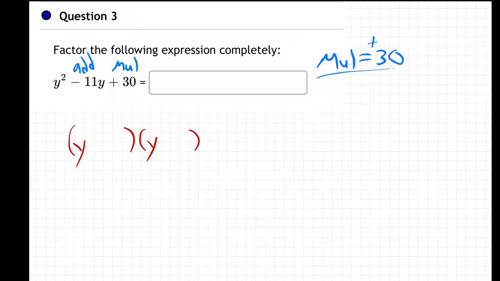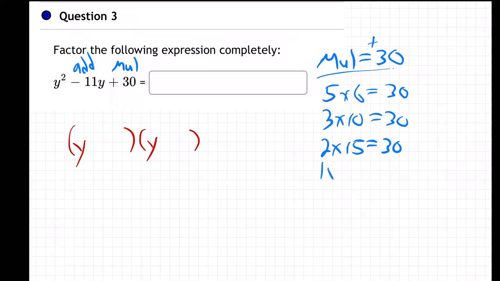Well, a lot of numbers do that. 5 times 6 is 30. 3 times 10 is 30. 2 times 15, you use your calculator if you're rusty, is 30. 1 times 30 is 30. There's probably others. I can't think of them. That's plenty. How do you know which of those, all those multiply to be 30, how do you know which of those are the ones you want?